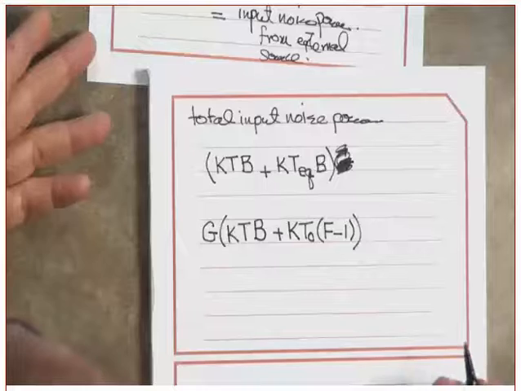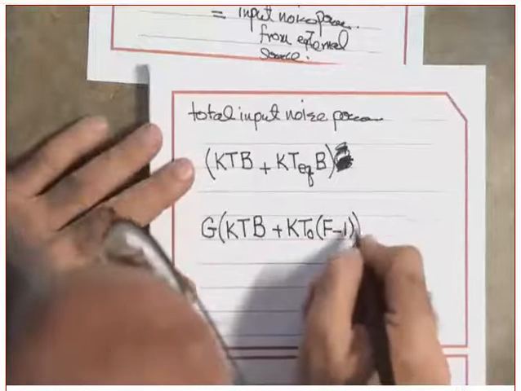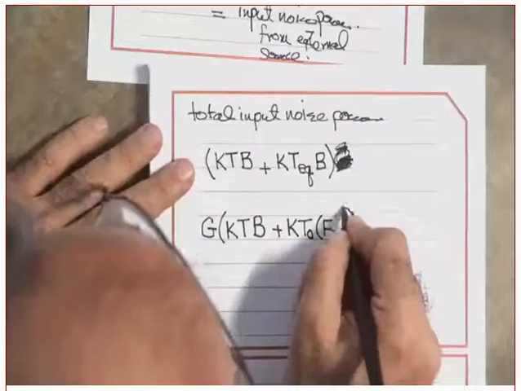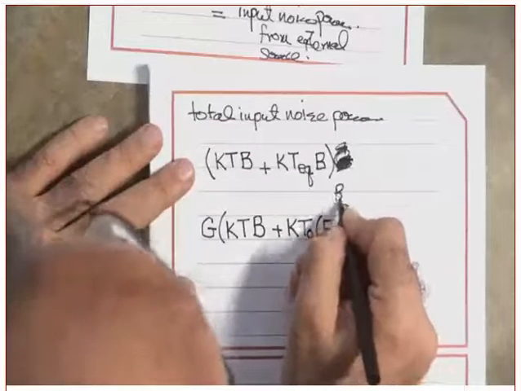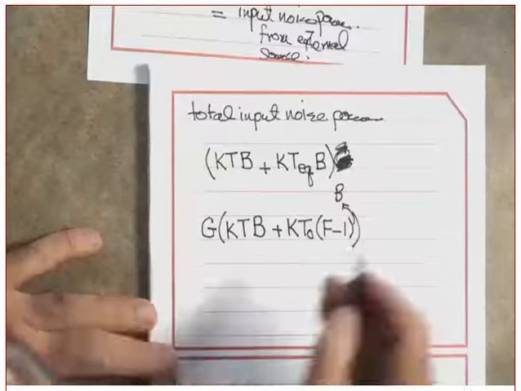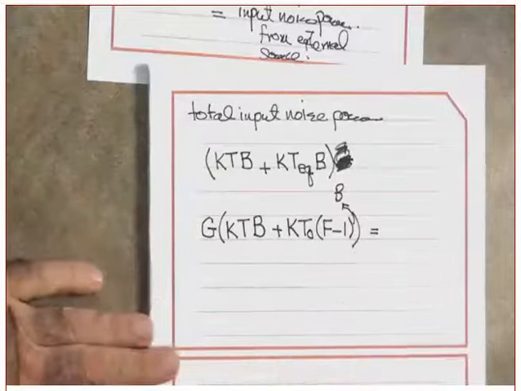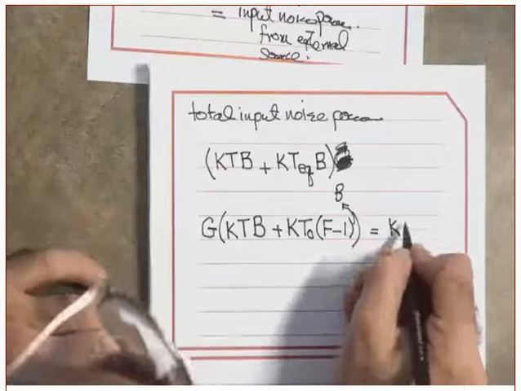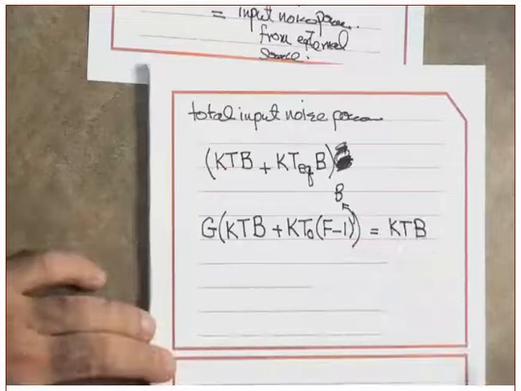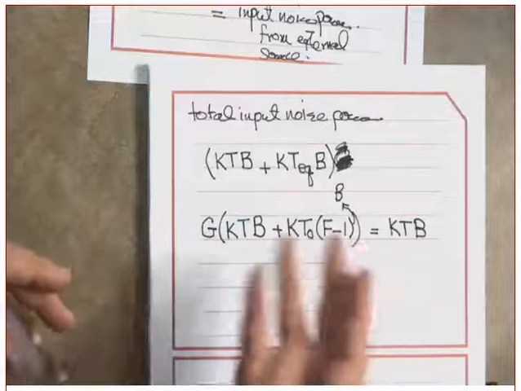B? What B? Here. B. I'm sorry. B. Yes? What should this one be equal to? KTB. Why? One more time. Why should this one be equal to KTB?